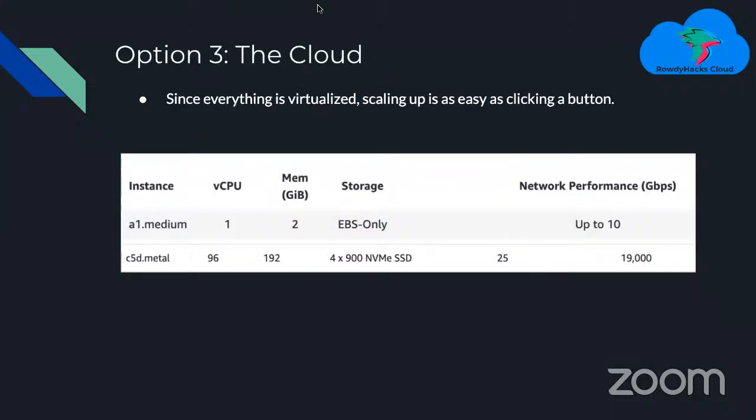Since everything is virtualized in this option 3, scaling up is as easy as clicking a button. So one of the smallest computing servers that AWS offers is the A1 Medium. It has 1 virtual CPU and 2 GB of memory. But let's say there's a large number of users coming on your service and you want to scale it up. Well, it's as easy as clicking a button and you can get 96 virtual CPUs and 192 GB of RAM if you need it, which is pretty nice.